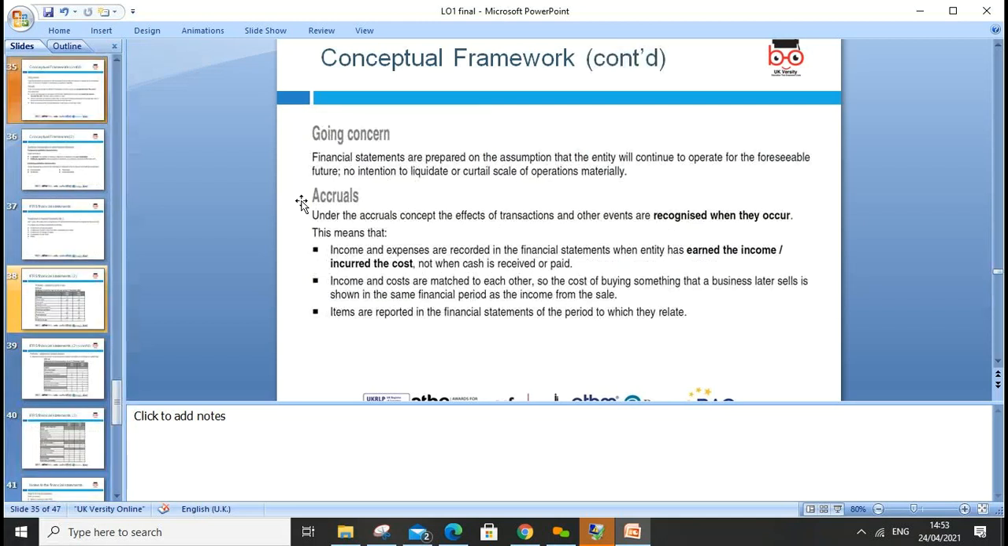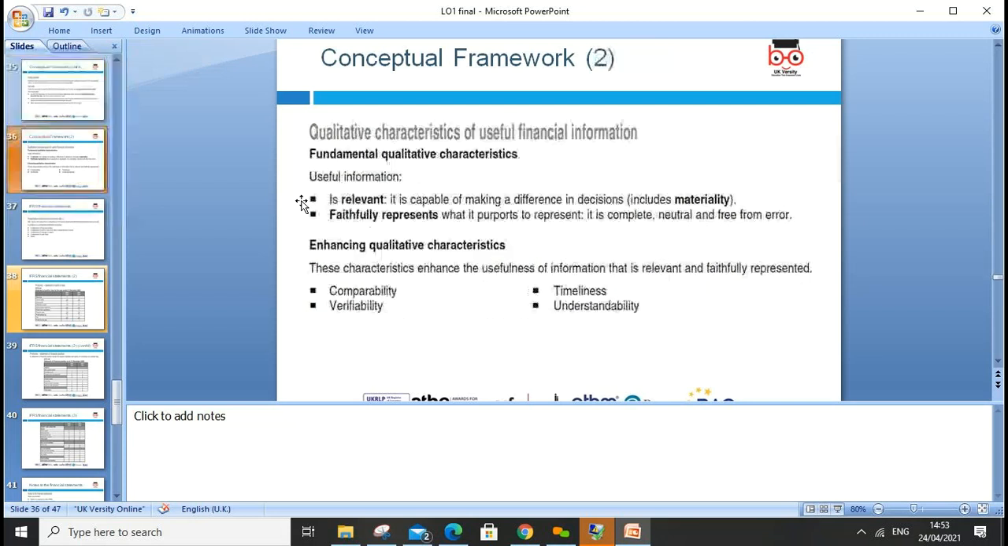The objective of financial statements is to provide going concern: the business will carry on as normal. Accrual basis is also known as the matching concept. Income and expenses should be matched in the year when they are incurred. Any questions? Yes? No, that's fine.